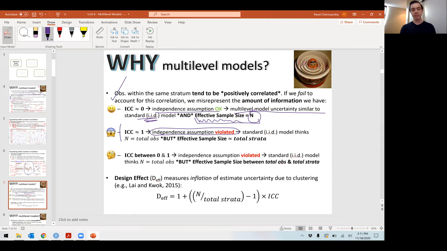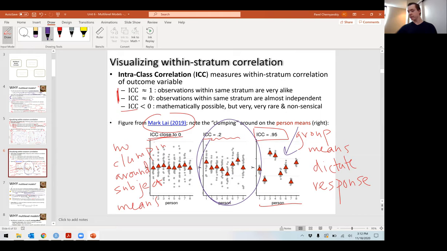A standard model thinks that your sample size is the total number of observations. The independent model thinks that your total sample size are the dots. But in reality, the number of independent pieces of information is actually equal to the number of strata. So in this case, all of these dots, maybe even 100 dots, will collapse down into 8 data points, 8 independent data points. So you're missing the point, right?